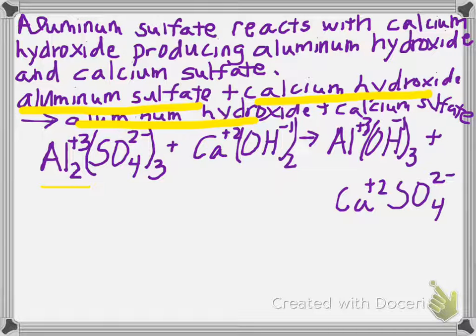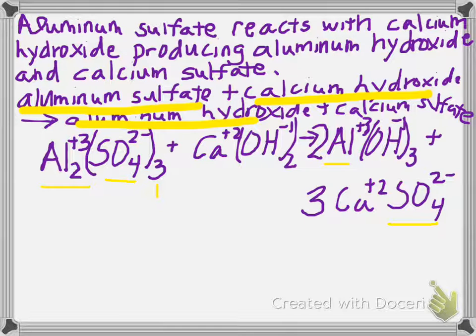Aluminum, I have 2 aluminums over here, and I only have 1 here, so I'm going to do a coefficient of 2. I look at my sulfate because my sulfate stays the same and I have 3 of them. And over here I just have 1, so I need a coefficient of 3.